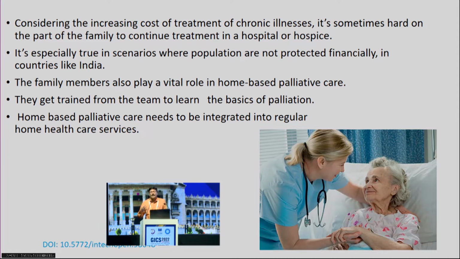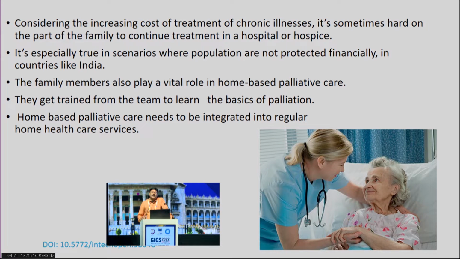Considering the increasing cost of treatment of chronic illness, it is not possible to keep a chronically ill patient in hospital and pay lakhs of rupees to the hospitals. So you need to take these patients home, and we need to provide cost-effective palliative care for these patients at home. And the family members are very smart. They take care of patients.